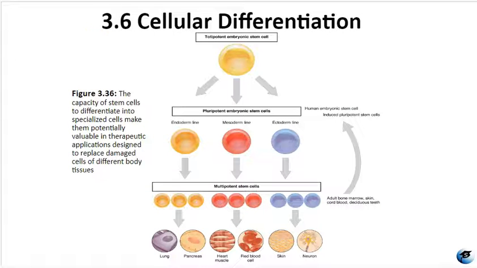Figure 3.36 shows how stem cells have the unique ability to differentiate into various cell types, offering potential treatments for a range of diseases. Stem cells are often used in regenerative medicine, where they can be directed to replace or repair damaged tissues and organs. Stem cell therapies hold promise for conditions such as cardiovascular disorders, neurodegenerative diseases, and even certain types of cancers.